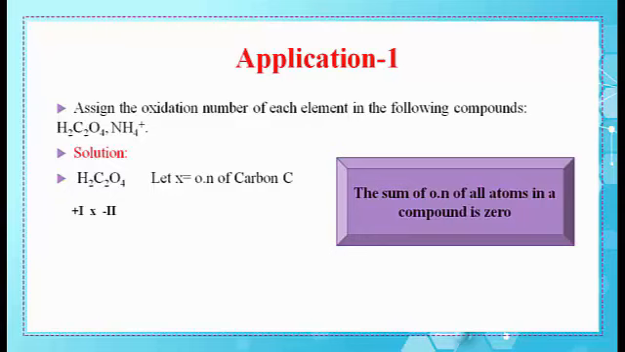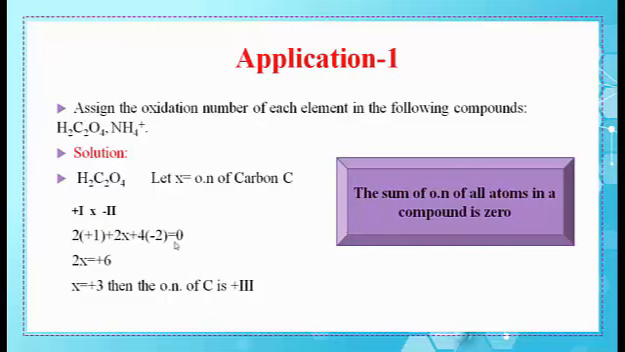Let's remember that the sum of oxidation number of all atoms in a compound is 0. Then 2, which is the number of hydrogen atoms, multiplied by the oxidation number of hydrogen, which is +1, plus 2, which is the number of carbon atoms, multiplied by X, which is the oxidation number of carbon, plus 4, which is the number of oxygen atoms, multiplied by -2, which is the oxidation number of oxygen, must be equal to 0 since it is a compound. We find that X is equal to +3, then the oxidation number of C is +3.